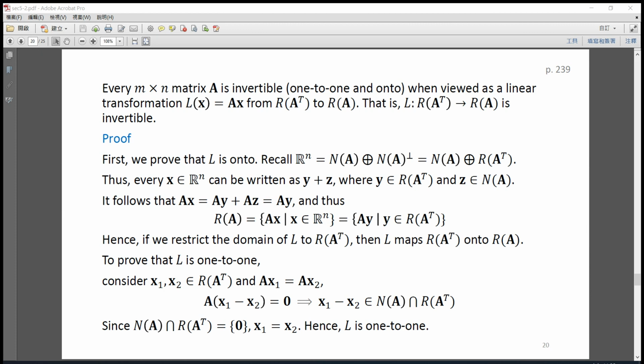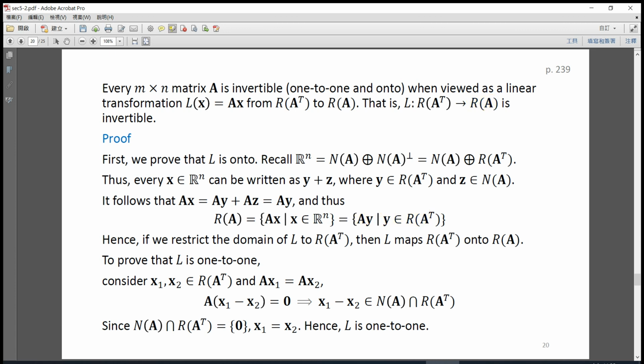First, we prove L is onto. To show L is onto, we need to show that for every vector b in R(A), we can always find some vector y in R(A transpose) such that Ay equals b in R(A).